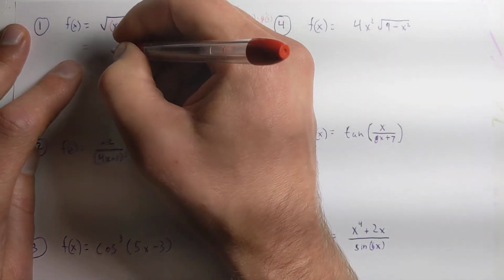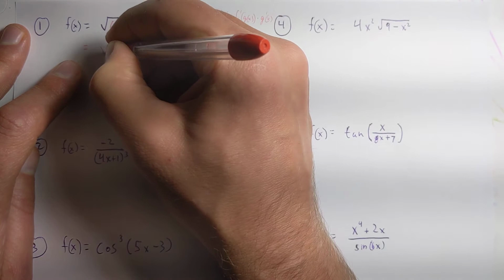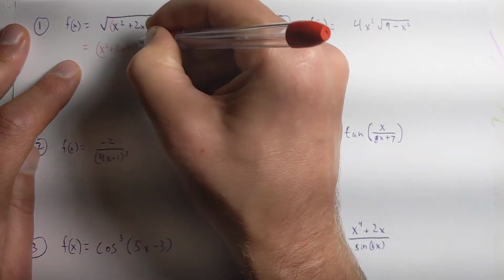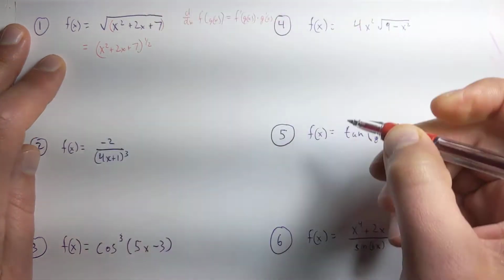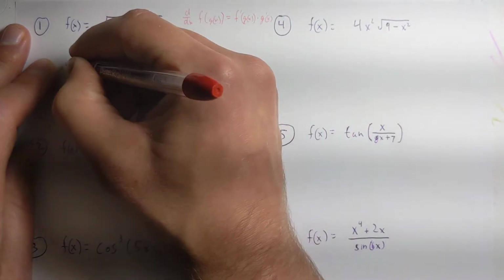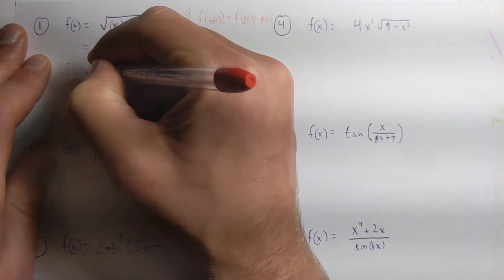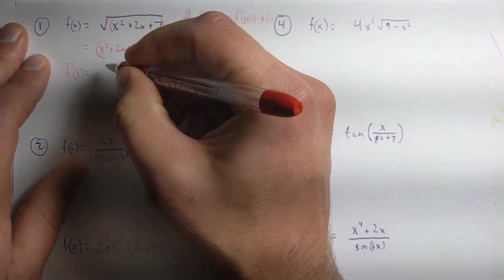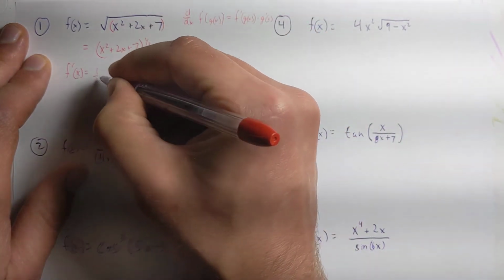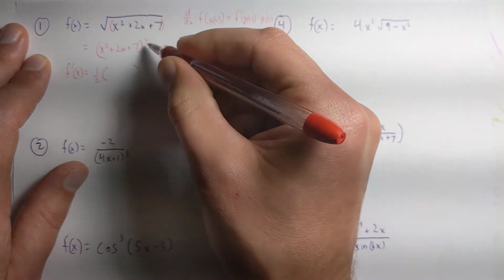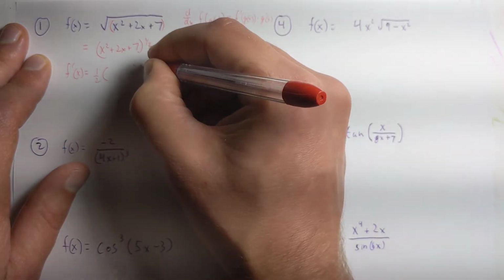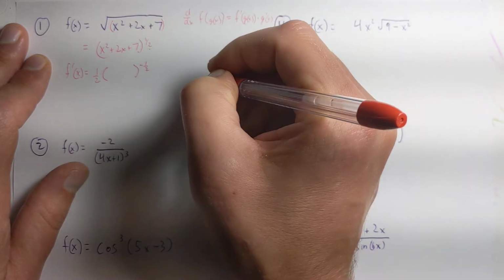So I'm going to rewrite this actually. X squared plus 2x plus 7 to the 1/2. Because this allows me to use the power rule. So now I'm going to find the derivative of this. To find the derivative of anything to the 1/2, I bring the exponent down, 1/2, and then I take the exponent and subtract 1 from it. So 1/2 minus 1 would be negative 1/2.